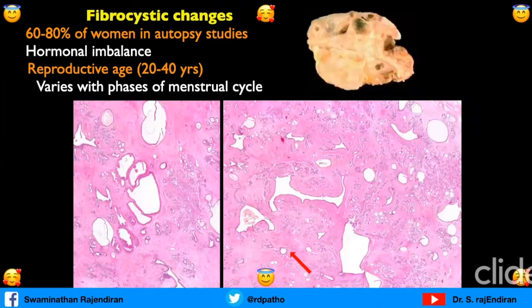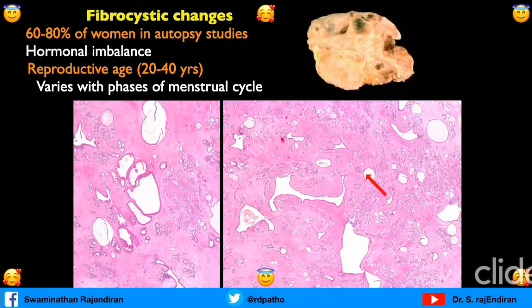Fibrocystic changes, you all know, were previously called fibrocystic disease, but it is present in almost all females in the reproductive age group. That's why they don't want to call it a disease. It may be due to hormonal imbalance, and it varies from phase to phase depending upon the menstrual cycle. And the heterogeneity is very important.